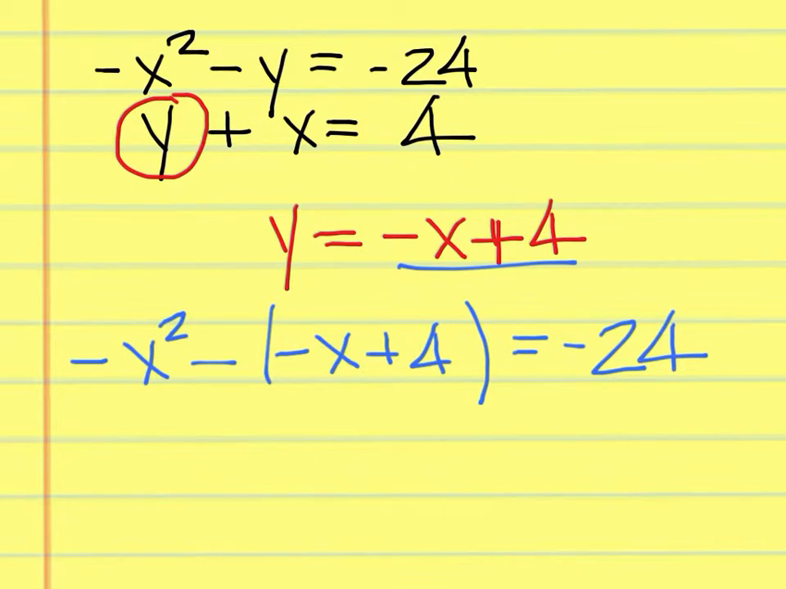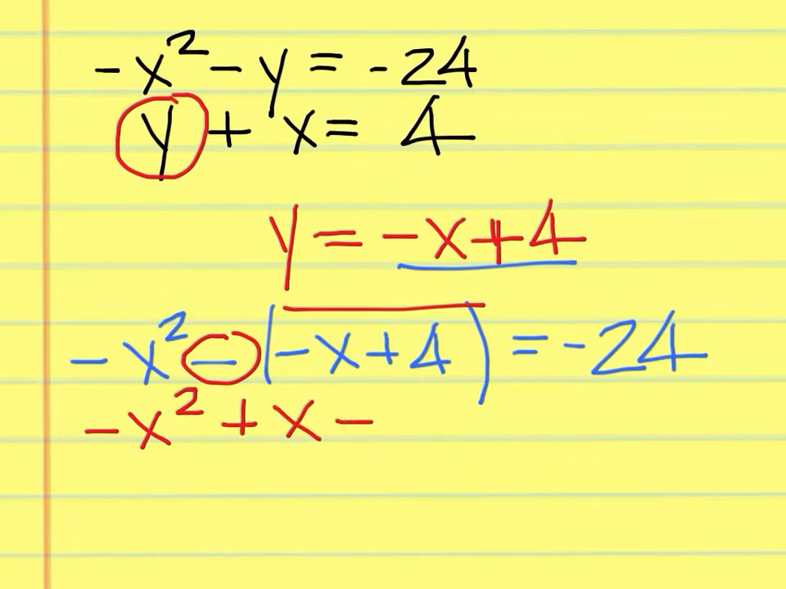So once you have that in there, you have to go back and simplify. The negative x squared stays the way it is. There's nothing else to simplify it with. But you have a minus quantity. When I have a minus quantity, what must I do to each sign inside of it? Change it. So we end up with a plus x minus 4, and then equals negative 24. So now we have negative x squared plus x minus 4 equals negative 24. This is going to end up being a quadratic equation.